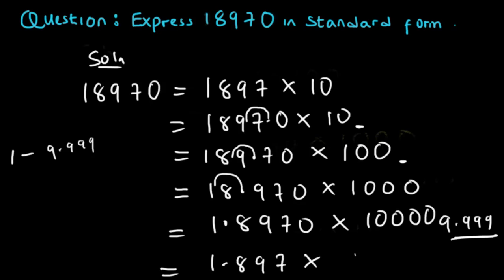So we'll be having 1.897 times 10 raised to power. How many zeros do we have? We have 4 zeros. So 10 raised to the power 4.